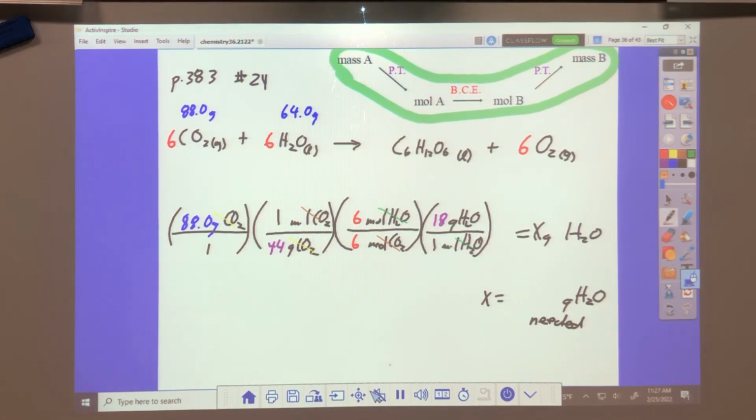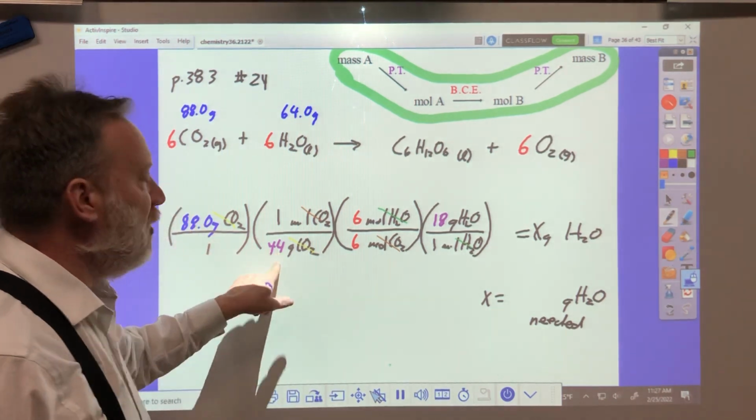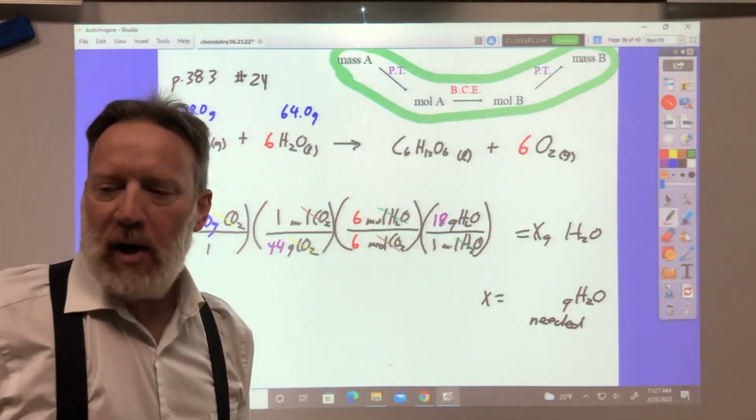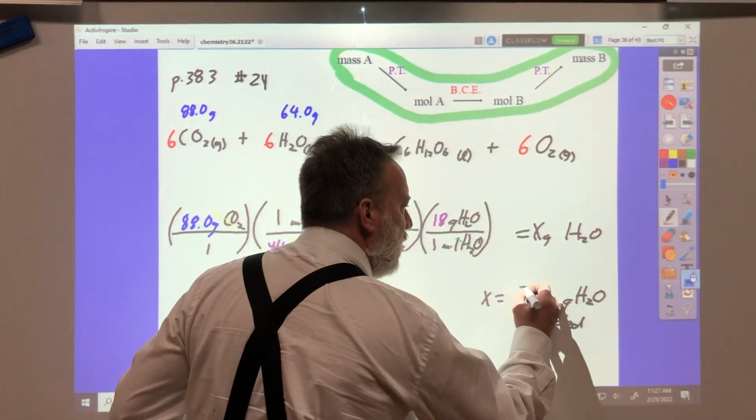Now, I can just about do this one in my head. 6 over 6 is 1. 88 over 44 is 2. Double 18 is 36. So you can punch that on a calculator if you need to, but I don't need to do that one. We need 36 grams of H2O.